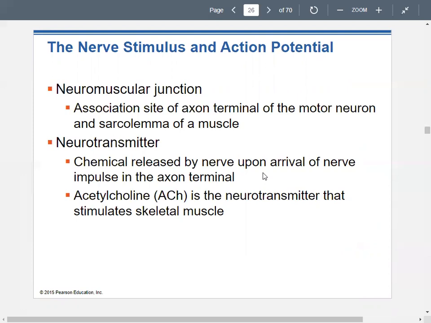Neuromuscular junction. So what's a junction? It's a place where things come together, connected, right? So neuromuscular, what's neuro? Nerve, what's muscular? So it's a place where muscles and nerves connect. So a fancy way of saying it is it's the association site of the axon terminal of the motor neuron and the sarcolemma of muscle, right? And what's the sarcolemma? The plasma membrane. Okay, nerve cells touching the plasma membrane.